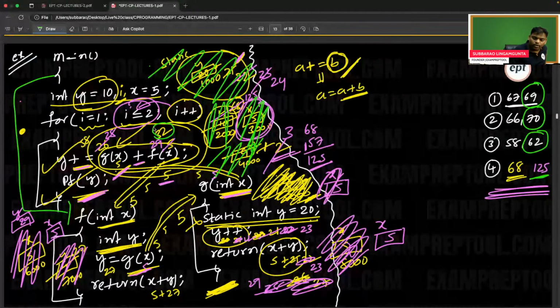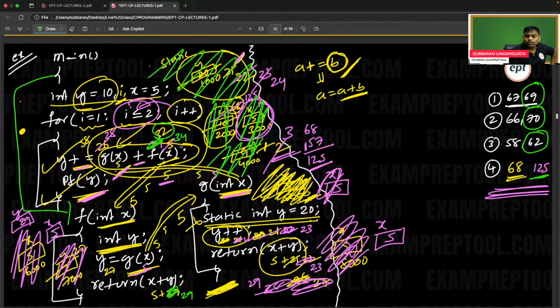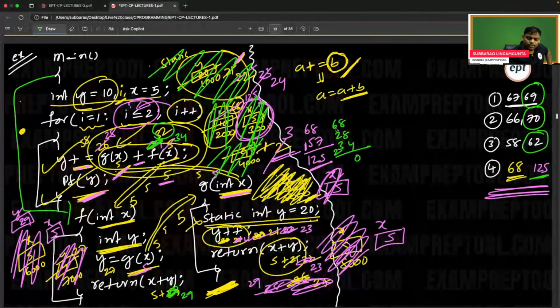So yeah, 5 plus 29. Sorry for this. 5 plus 29, which is 34. 34 plus 28, how much is it? I think 8 plus 4, 12, and 6, 62. Is it 62? Right, so let me write now. 68 plus 28 plus 34, 130.